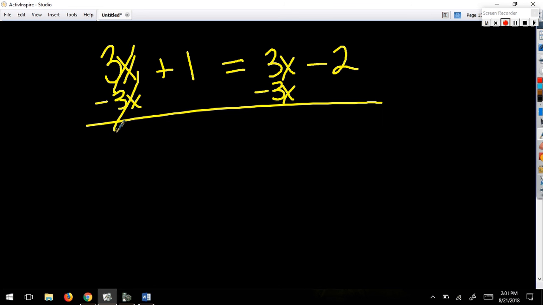That's 0x, so it's gone. So I got a 1. What about the right side? Negative 2. Does 1 ever equal negative 2? False. If you get a false answer like that, that means that that equation has no solution.